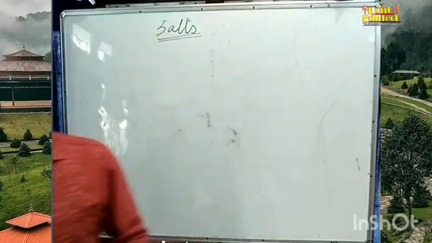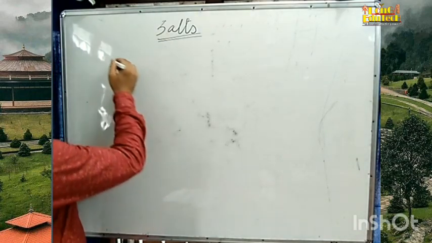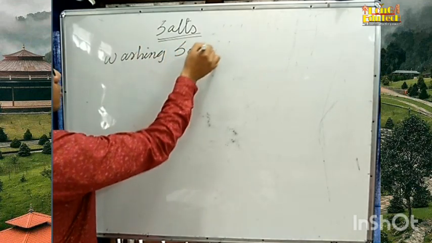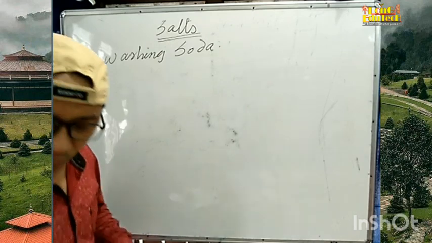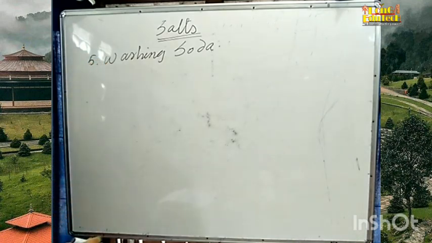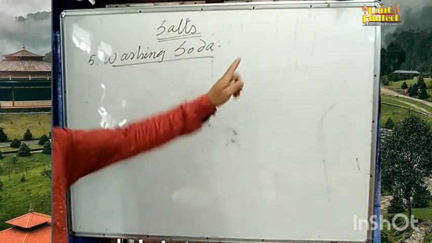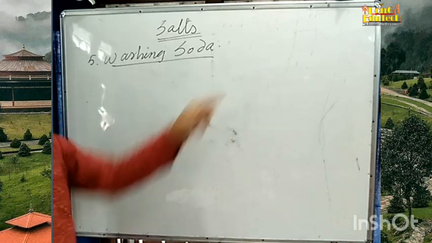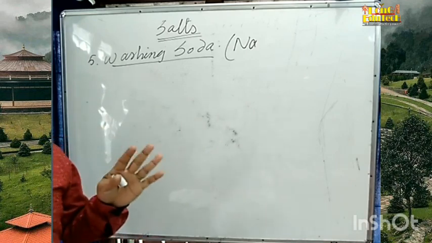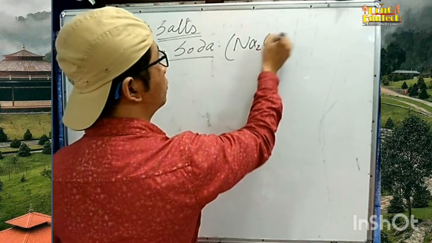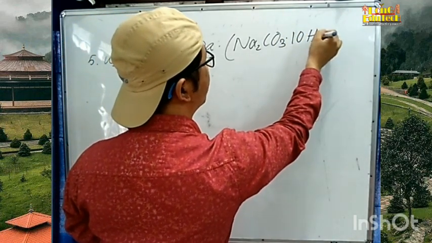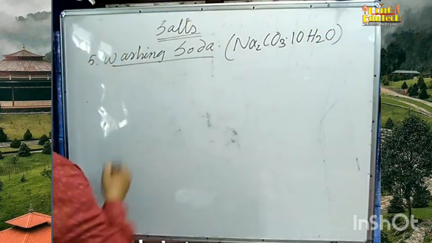Today we are going to the next topic, that is washing soda. Okay, so we are going to discuss washing soda, number 5. And the formula of washing soda, which we call sodium carbonate decahydrate, is Na2CO3, this is the sodium carbonate. Dot deca means 10, hydrate means water. Okay, so this one.